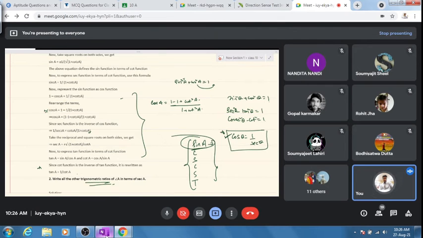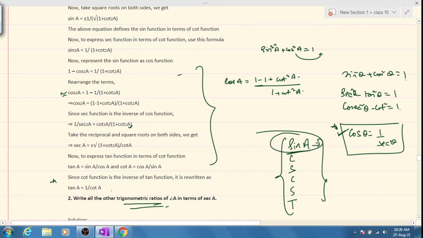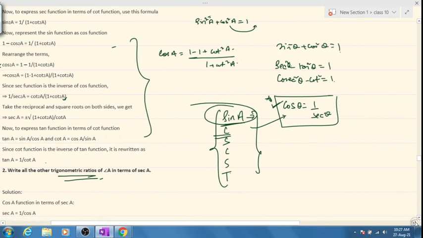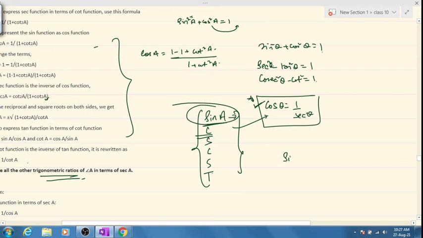Now since no one was able to do it, this cos, I think people have understood this. Cos is equal to 1 by sec. In this there's no issue. Sin square can be written as 1 minus cos square theta, yes or no? Sin A can be written as root over 1 minus cos square A, yes or no? Now this can be written as root of 1 minus 1 by sec square A, yes or no? Same method.